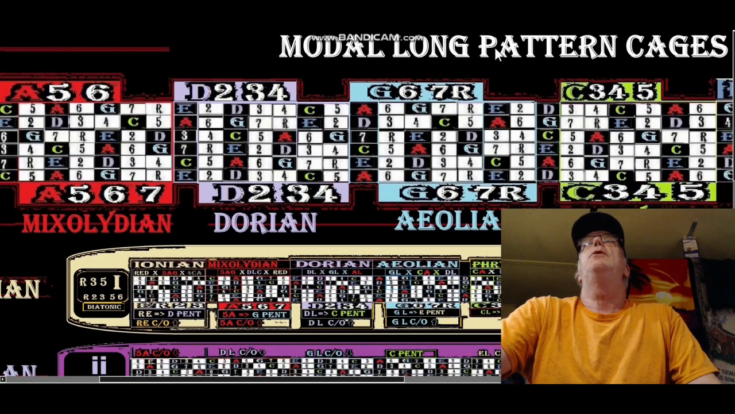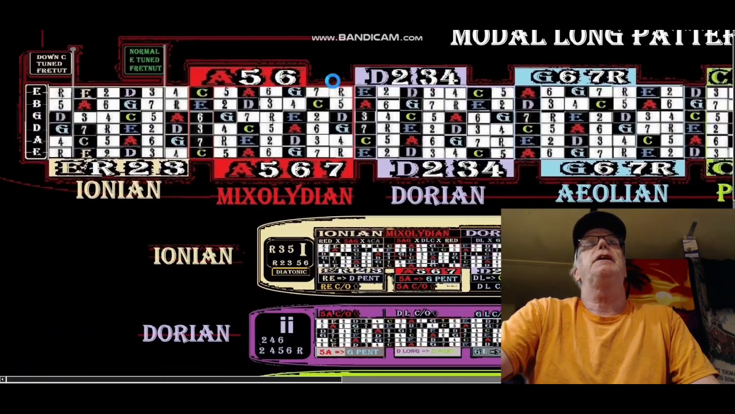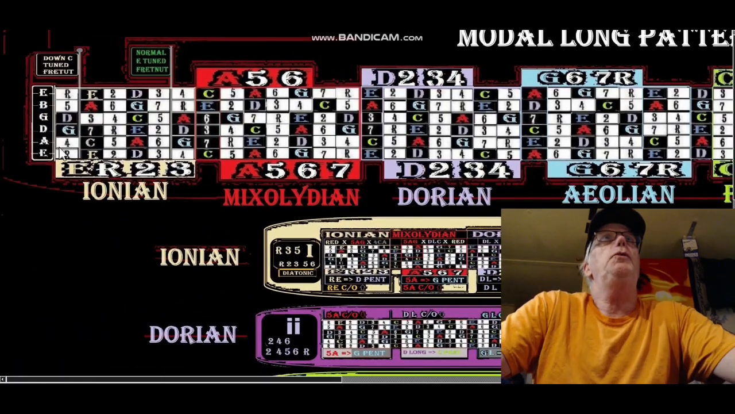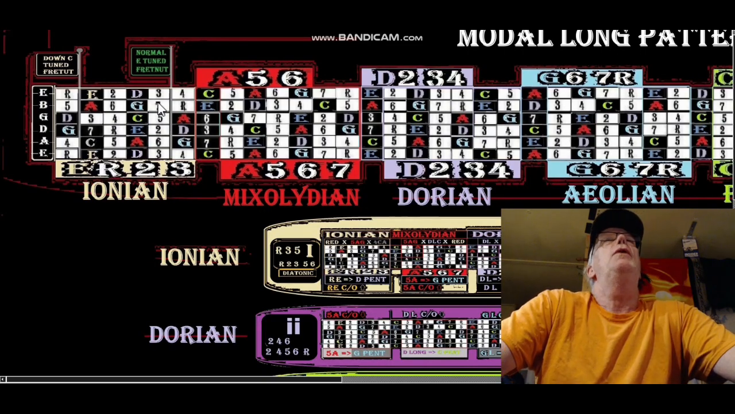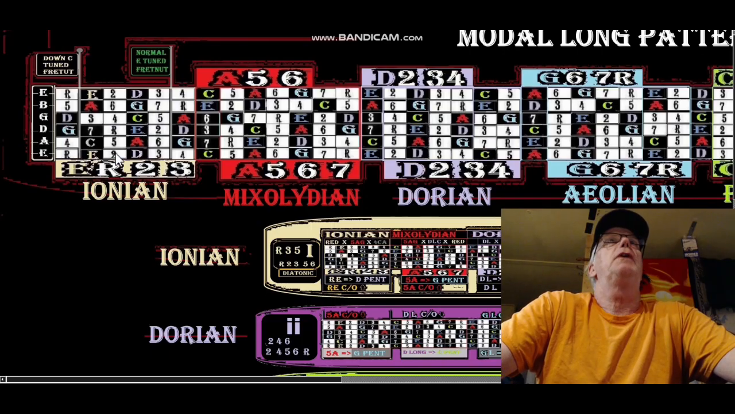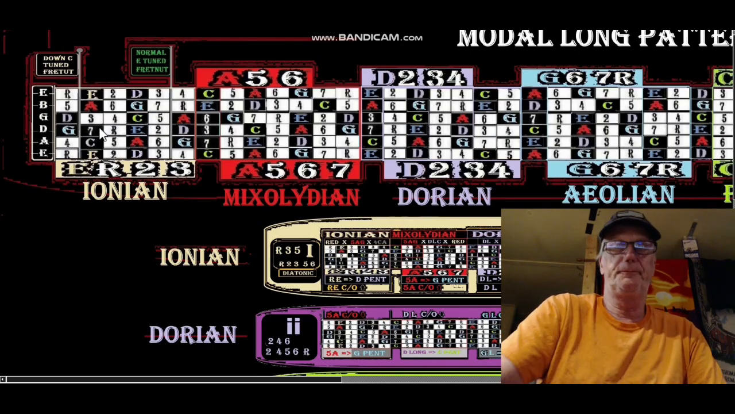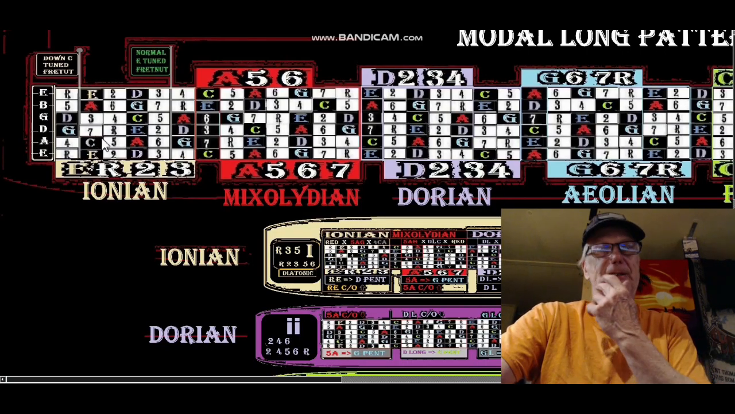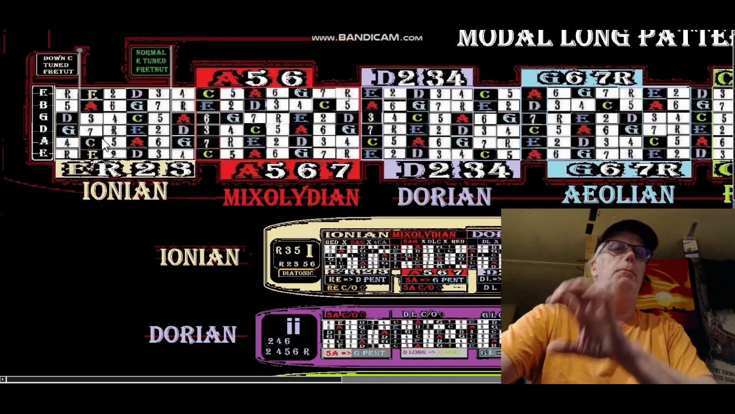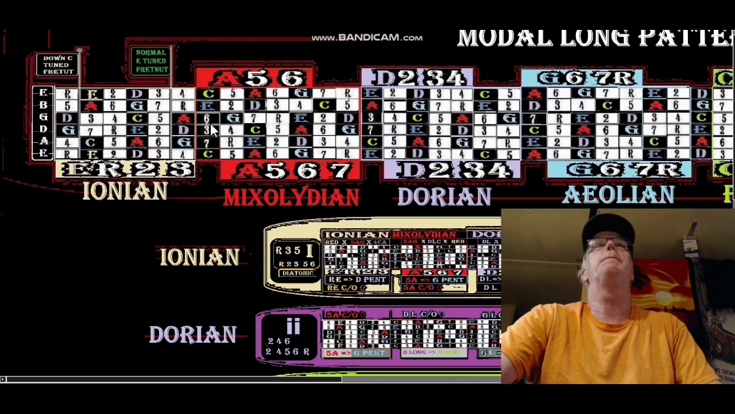So we have the modal long pattern cages here that I've developed. And the way that I chose their dimensions was to do the play away. So we've got root, 2, 3, 4, 5, 6, 7, root, 2, 3, 4, 5. And by the way, this 7 is a white 7.